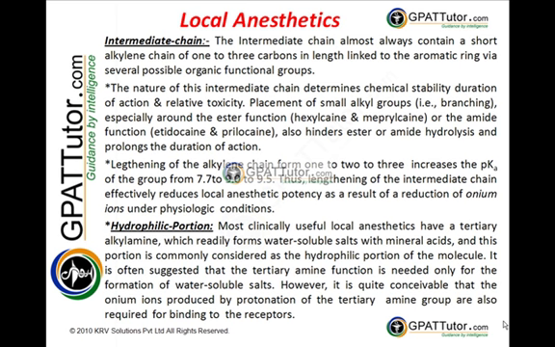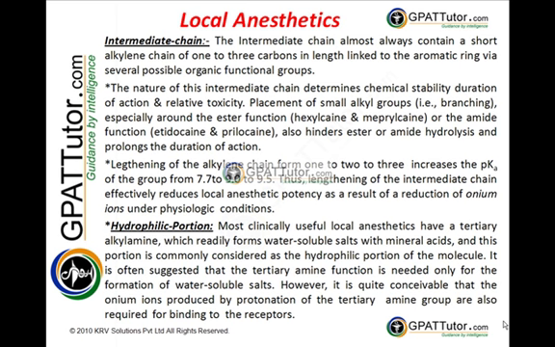The nature of this intermediate chain also determines the chemical stability, duration of action, and relative toxicity. Placement of small alkyl groups or branching, especially around the ester function or amide function, also reduces metabolic deactivation like ester hydrolysis or amide hydrolysis, and hence promotes a long duration of action.